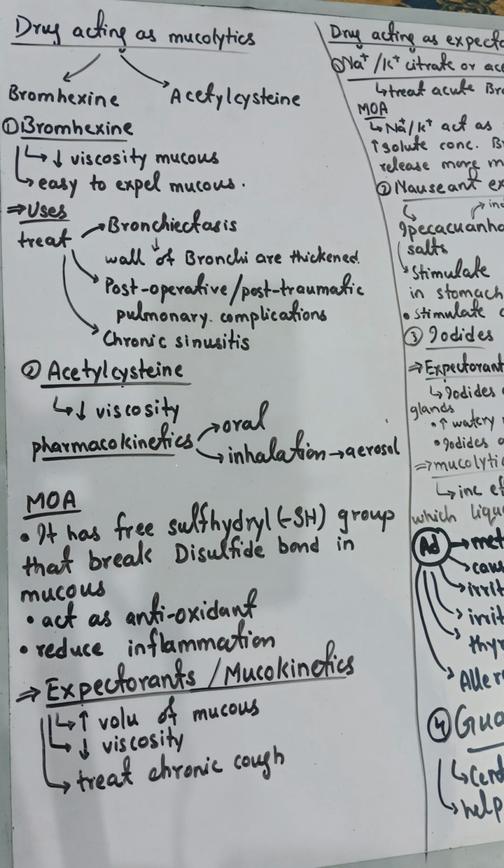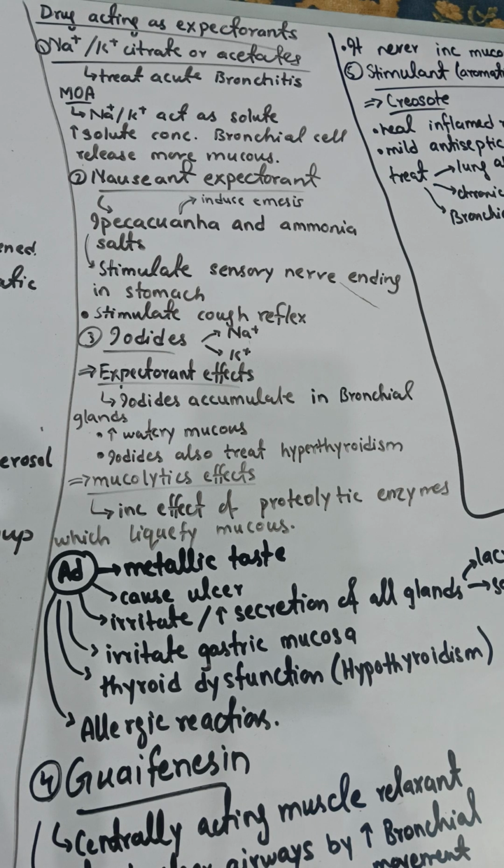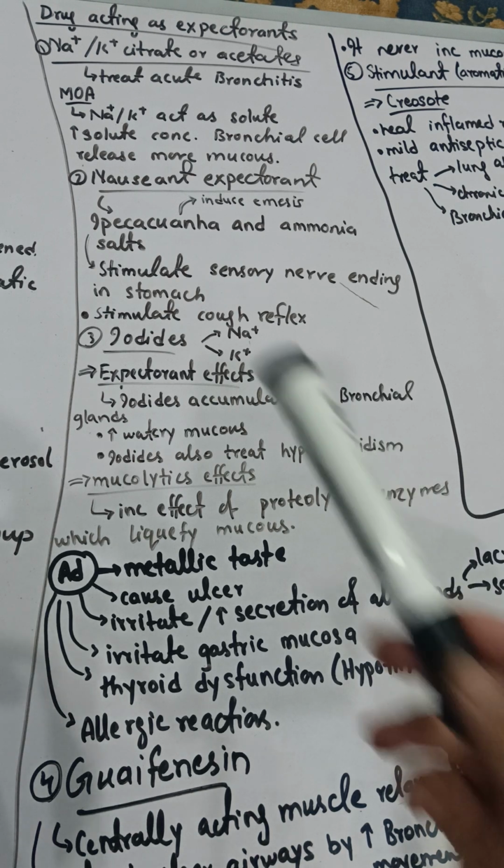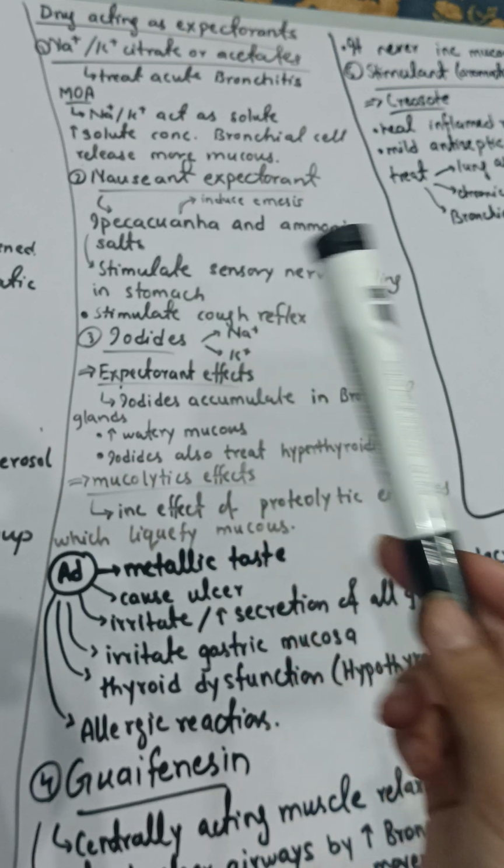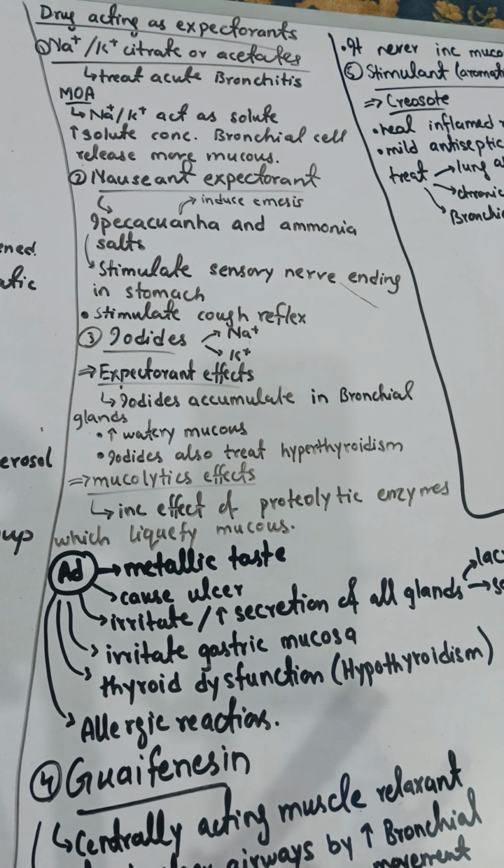Now let's discuss which drugs act as expectorants and move the mucus out of your body. Here I have listed the drugs which act as expectorants. The first drug is sodium and potassium citrate and acetates, meaning sodium citrate or potassium citrate, and it can also be called sodium acetate and potassium acetate.